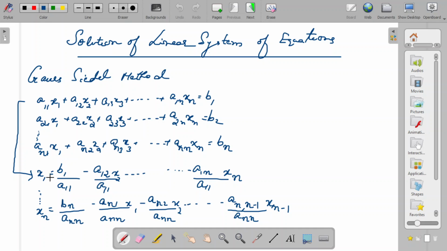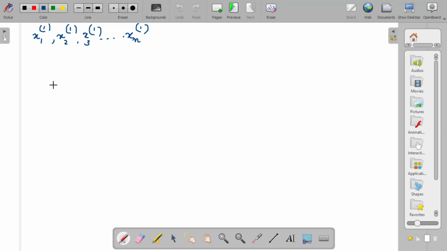Then with these values I find the next approximate value for x1. So I will write x1 as x12. That is, with this first set of approximations, I am finding the second approximate value for x1. Similarly, I will find the second approximate value for x2 using the first approximate values for x1 and the rest of the other terms. I'll show you.